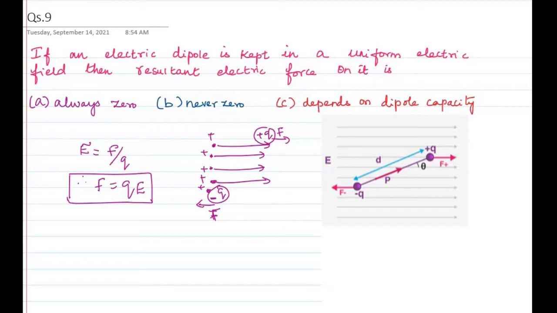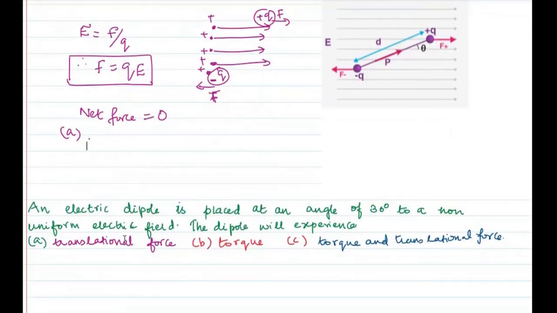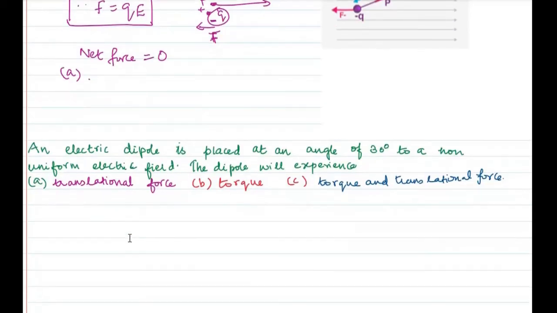So these two forces will be equal and in opposite directions, so the net force will be equal to 0. Both are equal in opposite direction, so the net force will be equal to 0. So the answer is always 0. For a uniform electric field, the force on a dipole is equal, so the net force will be 0. Force due to the two charges will be equal, so the net force is equal to 0.